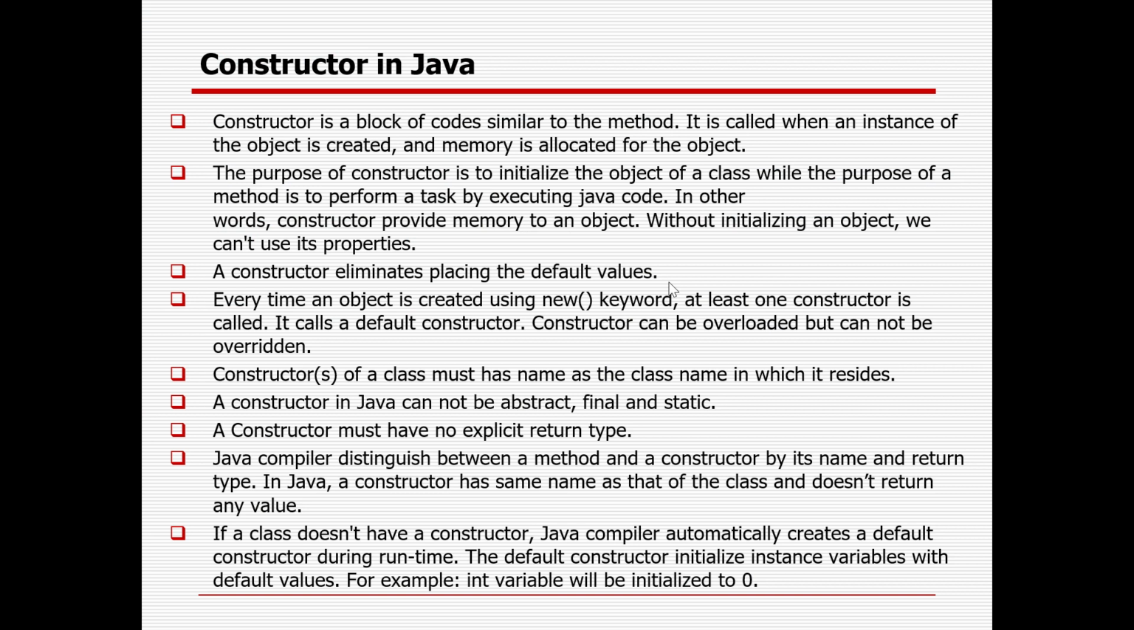Okay. So every time you are using the new keyword, automatically your constructor will be called. Constructor can be overloaded but cannot be overridden. That part will be covered in the OOPs concept. So constructor name should be the same as the class name. That is the thing you need to do. Otherwise it will be treated as a method. And constructor should not have a return type. That is the primary two differences between the method and the constructor.